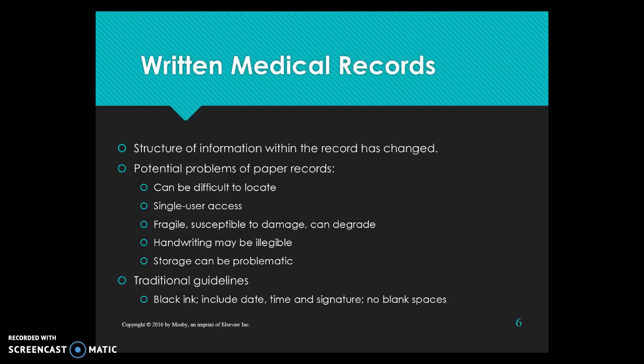The paper chart is available to only one person at a time. Entries into paper medical records are traditionally made with black ink to enable copying or scanning unless a facility requires or allows a different color. The date, time, and signature with credentials of the person writing the entry are included in the entry, and no blank spaces are left between entries because they could allow someone to add a note out of sequence, which, let me tell you, has happened many times, and it is the biggest pain in the tush you've ever seen. Not to mention, if that case were to go to court for some crazy reason, it doesn't look good.